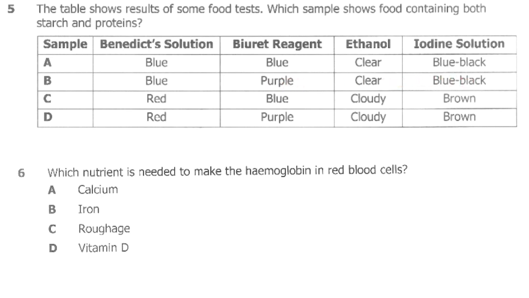Question number 6. Which nutrient is needed to make the hemoglobin in red blood cells? So here our nutrient will be B, iron. Iron helps to make the hemoglobin in the red blood cell.